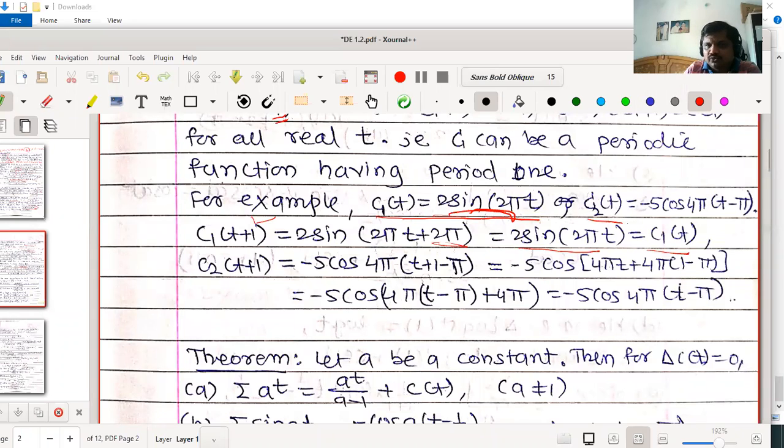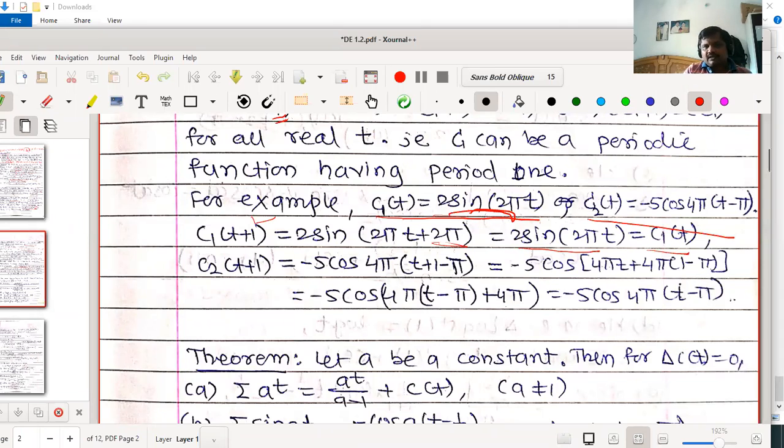Similarly for this, c2(t) equals minus 5 times cos of (4 pi into t minus pi). If I replace t by t plus 1, what you will obtain here? c2(t plus 1) becomes minus 5 cos of (4 pi into (t plus 1) minus pi). That is minus 5 cos of (4 pi t plus 4 pi minus pi). It is a multiple of 4 pi. So what you will obtain? That is minus 5 cos of (4 pi into t minus pi plus 4 pi).